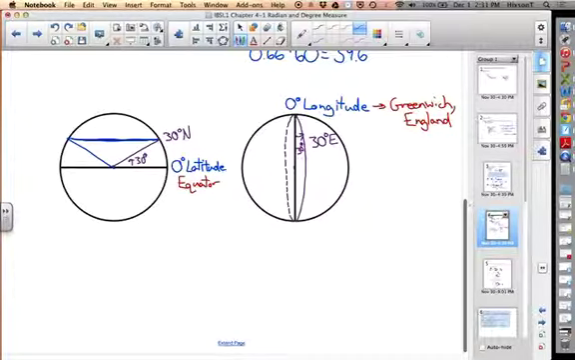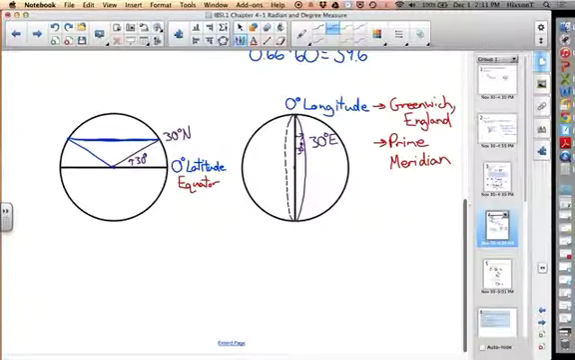Now, the 0 degrees longitude is known as the prime meridian, or just 0 degrees longitude. It goes through Greenwich, England. I'll put prime meridian here too. You know why they chose Greenwich, England? I'm not totally sure. I think it's because that's where the people who were setting this up originally were, or something like that. I don't remember the history behind it.